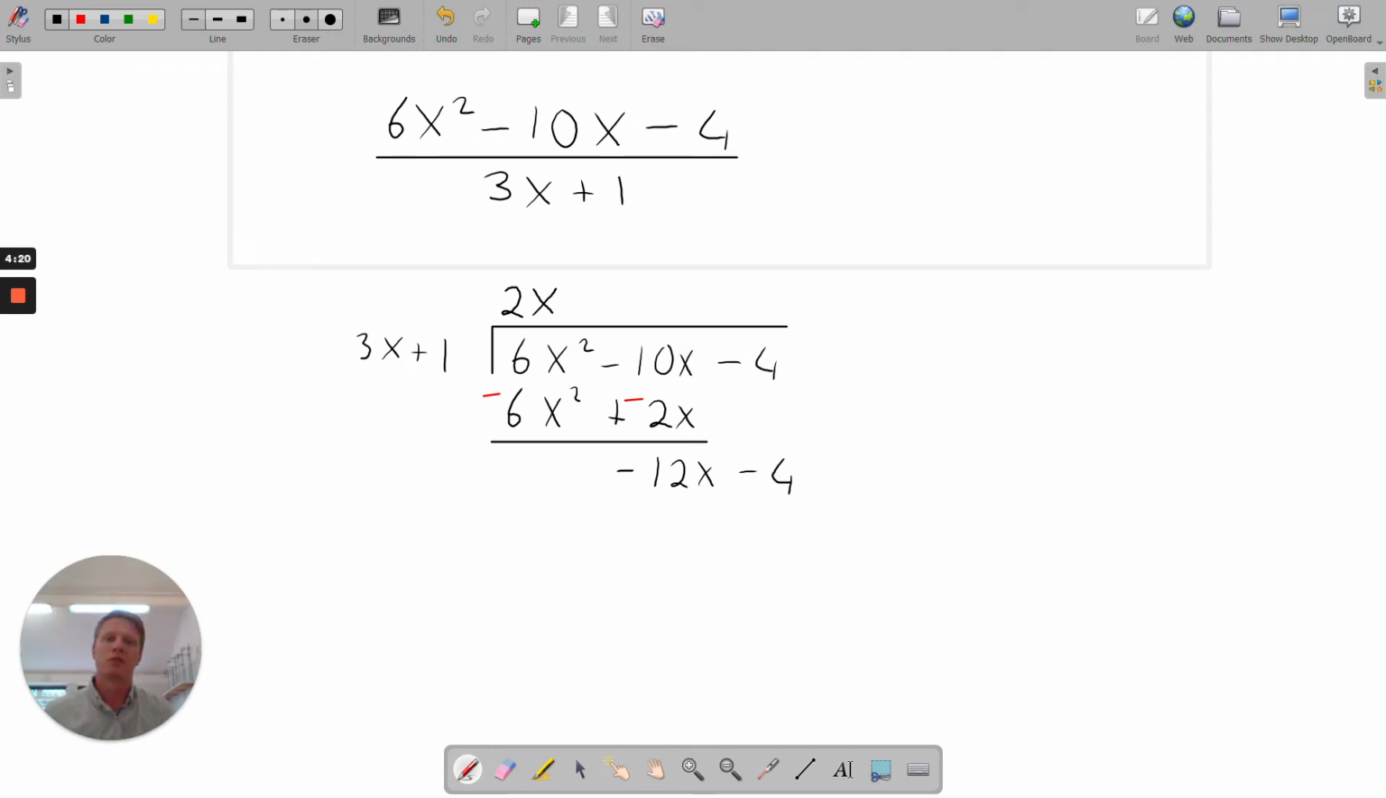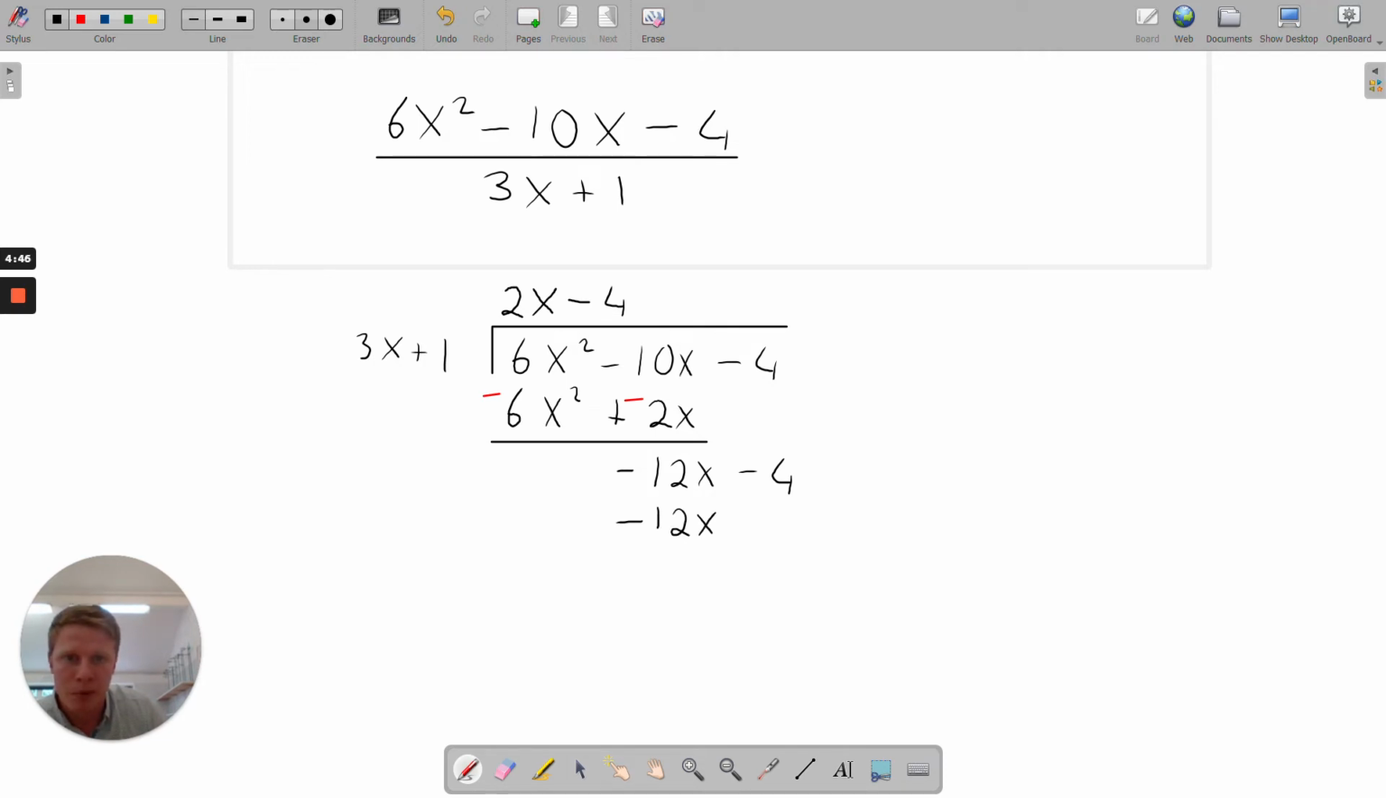The next thing we're going to do is divide 3x into minus 12x. So 3 by 4 is going to give you 12, so we're going to put minus 4 here. We just check that minus 4 by 3 is going to give us minus 12, which is the same as this. And then we're also going to need to put our x here as well. So it's just minus 4. So if we multiply minus 4 by 3x, we're going to get minus 12x again.